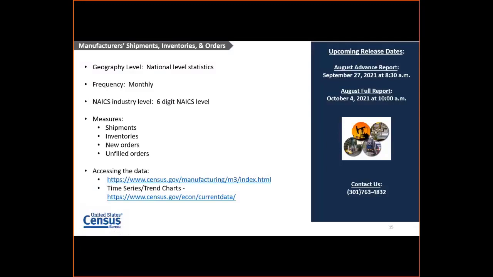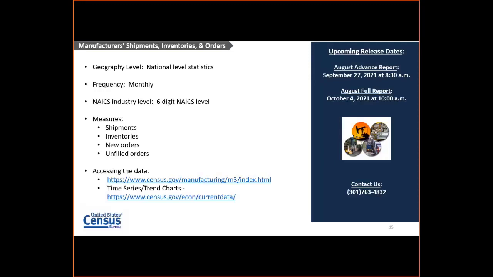The M3 measures shipments, inventories, new orders, and unfilled orders from manufacturing companies. Now, this type of information helps in the analysis of business cycle conditions. So, for instance, new manufacturing orders help gauge commitments of future domestic production. You can access this data using the link provided here.